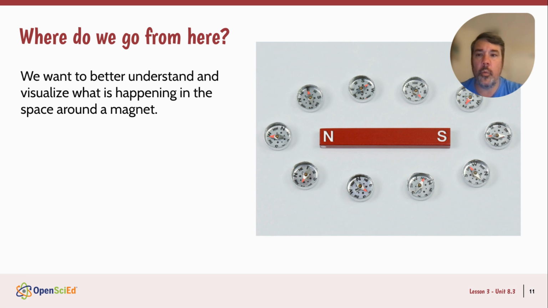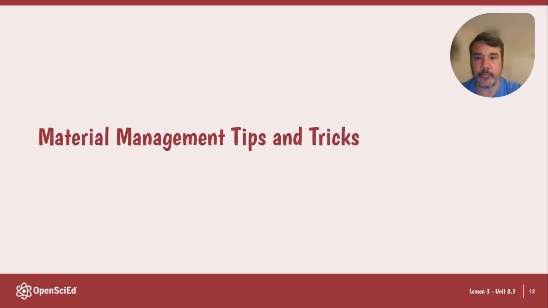And so where we end up going from here is, after we figured out that the air really has nothing to do with the energy transfer, we want to know more about what's happening around that. So we want to be able to visualize that. So that's what we're going to do in lesson 4 when we investigate the space around the magnet in a whole bunch of different ways.